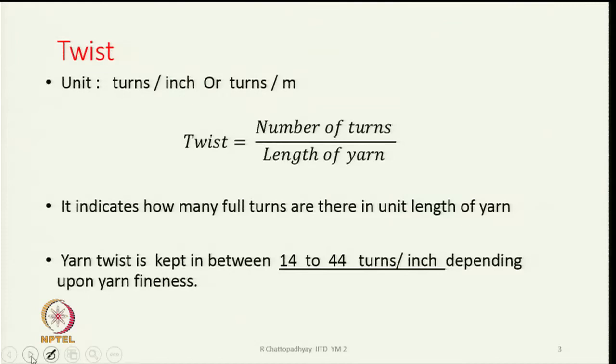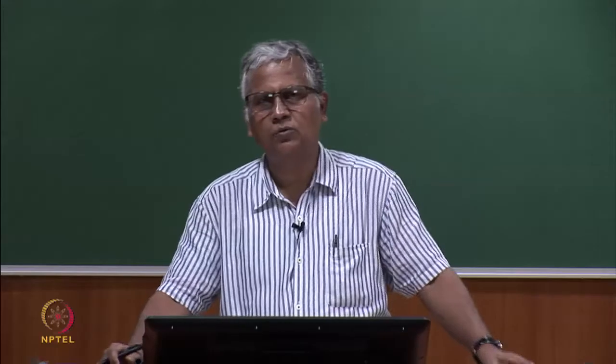Yarn twist in the case of ring spinning is usually kept between 14 to 44 turns per inch. In 1 inch, depending upon the count of yarn, the fineness of fiber or the length of fiber we are going to use, the range of twist can vary between 14 to 44 turns per inch.